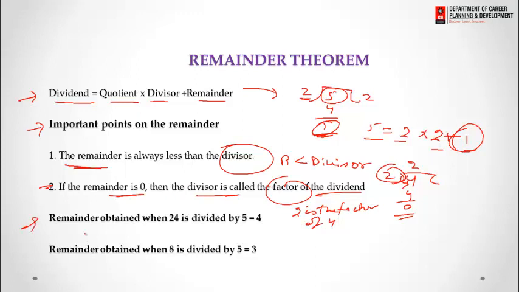Here is an example: what's the remainder if we divide 24 by 5? Obviously 5 times 4 is 20, and the rest of the value, 4, is the remainder. Similarly, when 8 is divided by 5, 5 goes once, and 3 is remaining, which is the remainder. This is the basic remainder theorem we have.